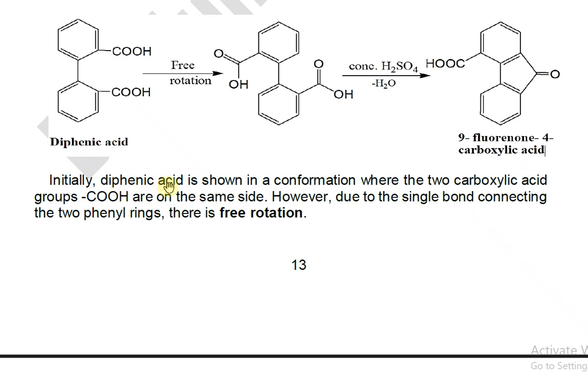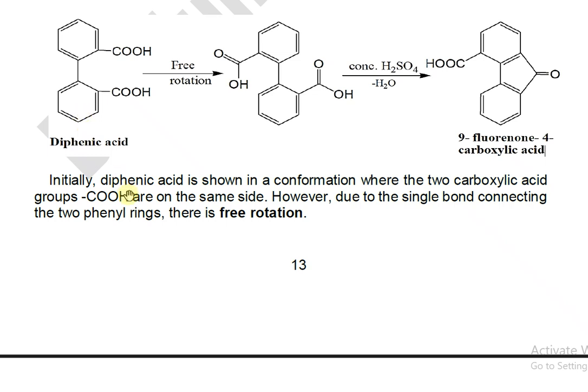Here in position number 4 we have a carboxylic acid group. Initially the diphenic acid is shown in the conformation where the two carboxylic acid groups are on the same side. Look, they are on the same side. The single bond connecting the two rings of the biphenyl has free rotation here.